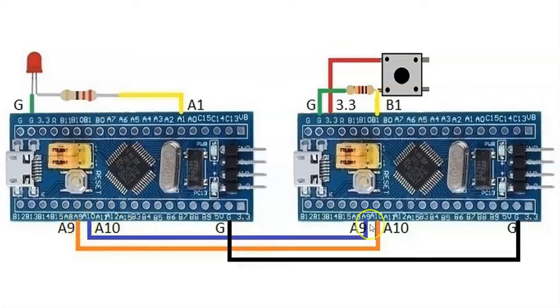A9 is connected to A10 of this module, and A10 is connected to A9 of this module. It's vice versa. TX to RX, RX to TX, like that. Both G connected together. Now we connect the ST-Link to the module with button, and we go to CubeIDE.